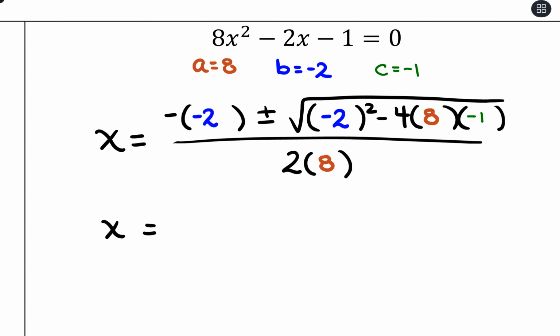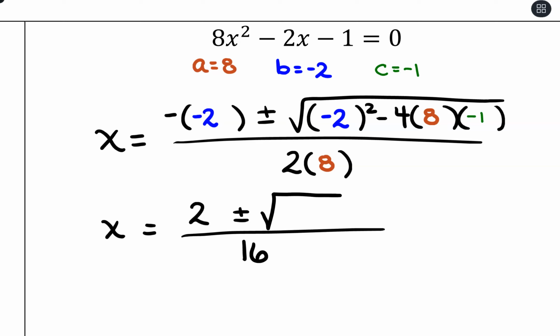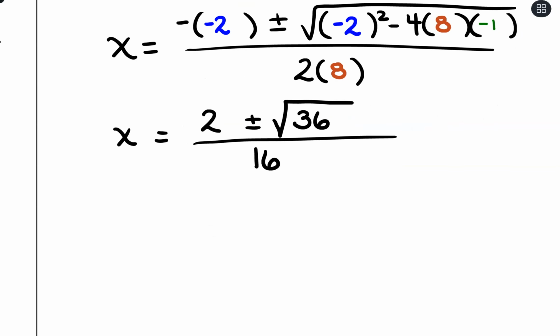So with this, negative 2 is a positive 2. We'll have our plus or minus. In the denominator, we have 2 times 8, which is 16. And here we'll have the square root of 4 plus 32, which is 36. So square root of 36, we can simplify that.